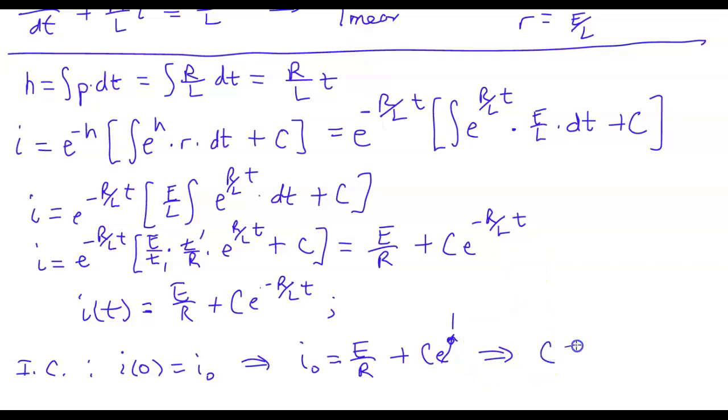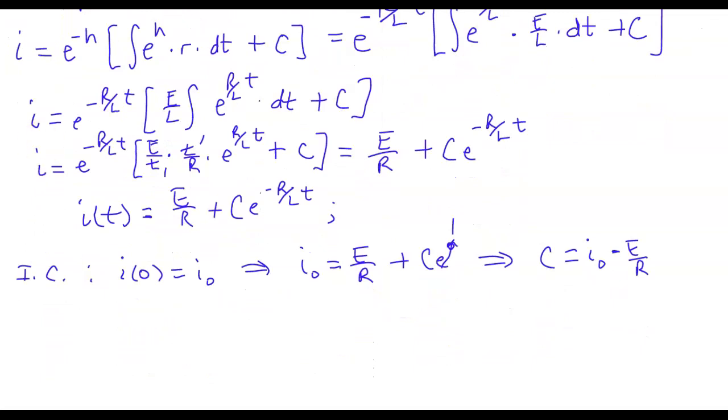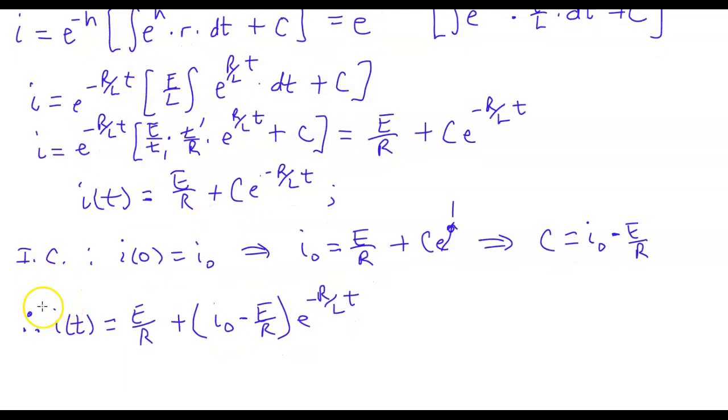And so C would just end up being I sub 0 minus E divided by R. And so once all that's done here, then we can come back and just say that I of t is just going to be E divided by R plus I sub 0 minus E divided by R, E raised to the minus R over L t. So this would be our final answer here.